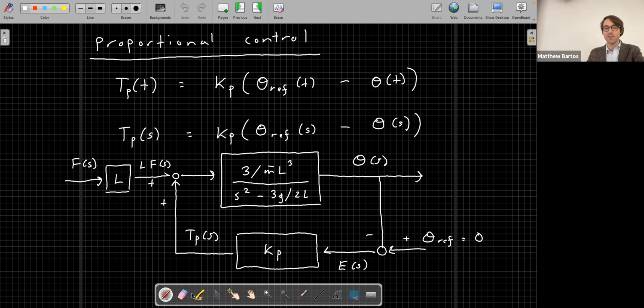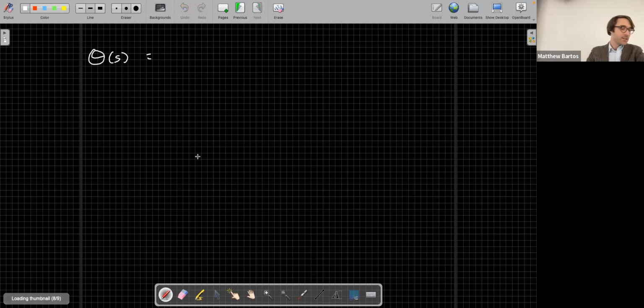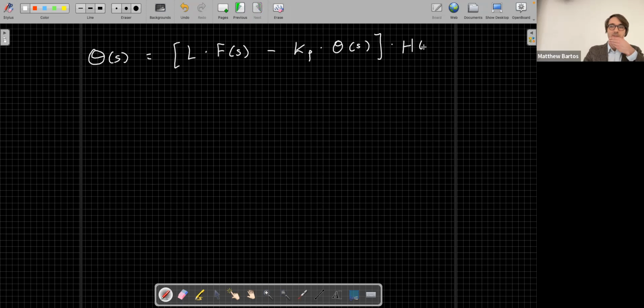So on this branch here, the error between the reference and the angle is simply equal to negative theta of s. If we follow that through, the input coming into our system transfer function is L times F of s minus Kp times theta of s. So our theta of s, our output, is equal to L times F of s minus Kp times theta of s, all times H of s, our open loop transfer function.